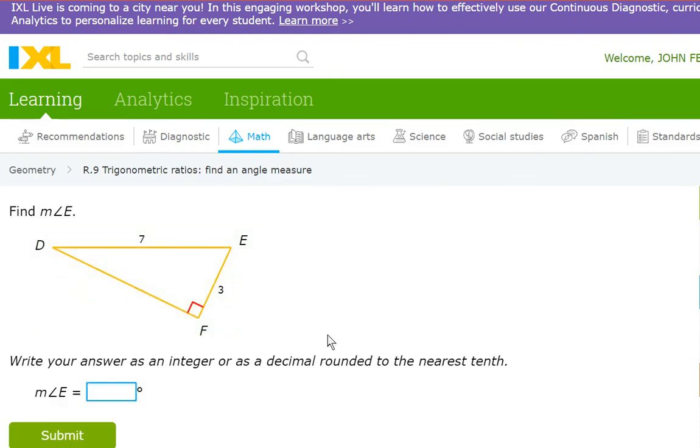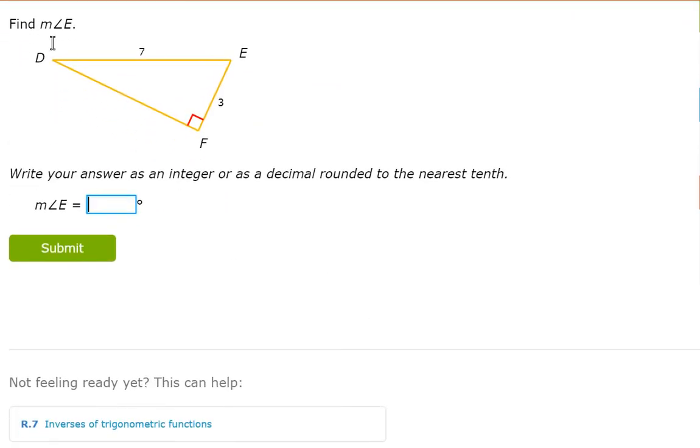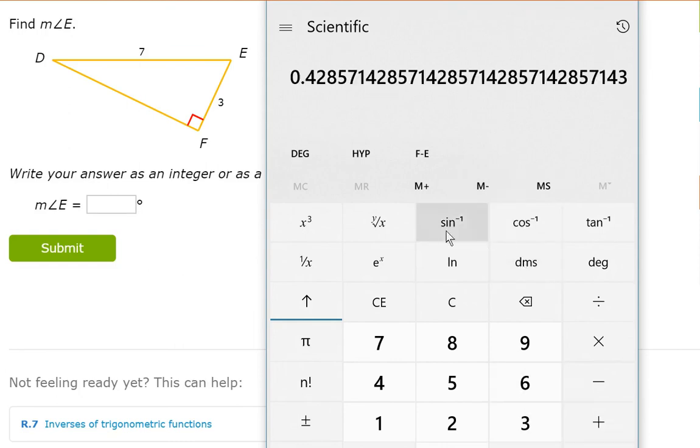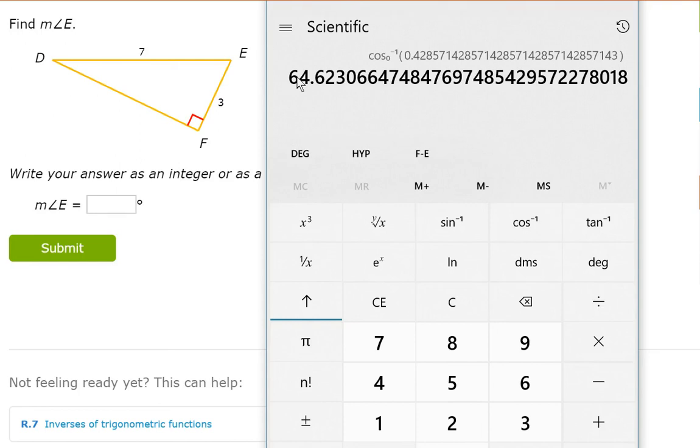Easy, right? All right, let's go down one more. Find angle E. Let's see, angle E. So I have hypotenuse and adjacent, so I have to put that in cosine, because cosine, the CAH in SOHCAHTOA, is cosine equals adjacent over hypotenuse. So I'm going to put 3 divided by 7 into inverse cosine. All right? So 3 divided by 7, inverse cosine. Oh, wait, got to hit my equal sign. Inverse cosine, and there I go, 64.62 degrees.